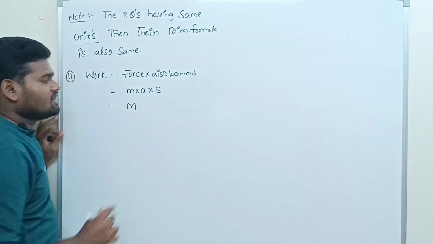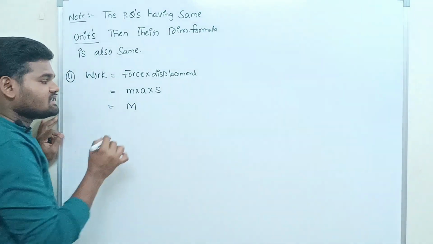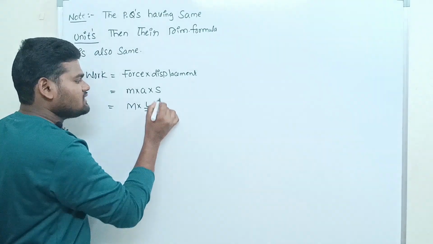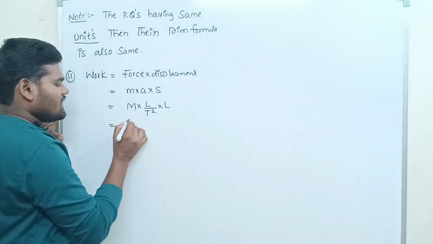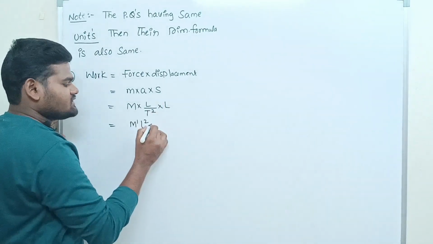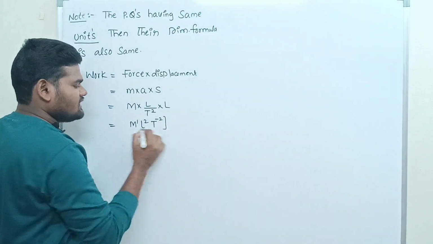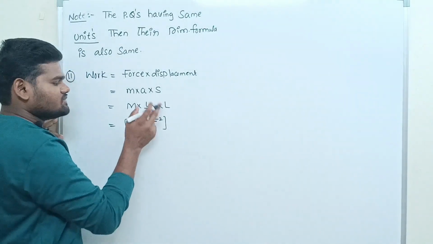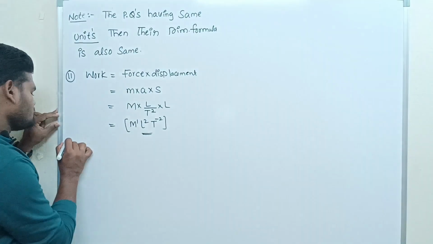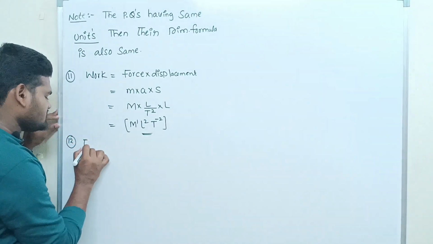Capital M. Acceleration. Acceleration is nothing but what? Velocity by time. L by T square into displacement L. So M power 1, L into L square. T power 2 comes to numerator, it becomes T power minus 2. So 12th one, energy.